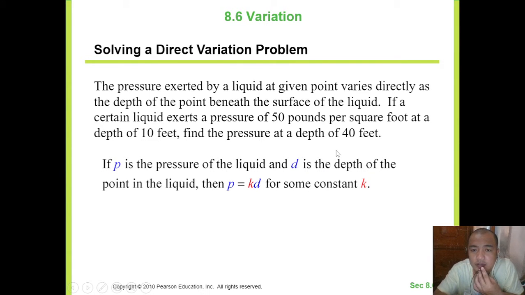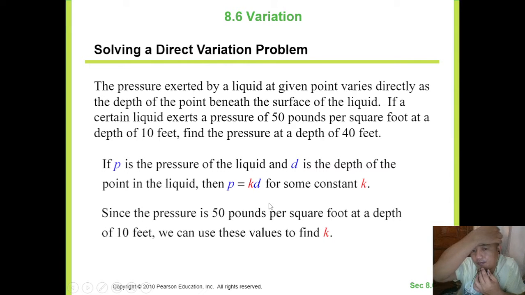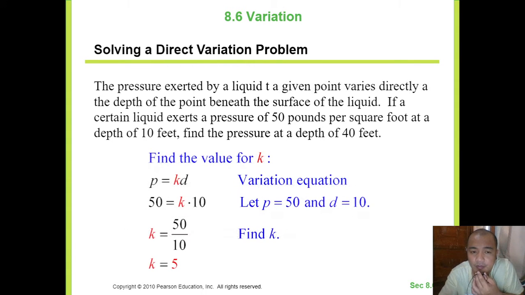Now, next step is that we're going to solve for the value of K, the constant of variation, by substituting P by 50 pounds per square foot, D by 10 feet. So to solve for K, we just divide 50 by 10. So that's equivalent to 5. K is equal to 5.